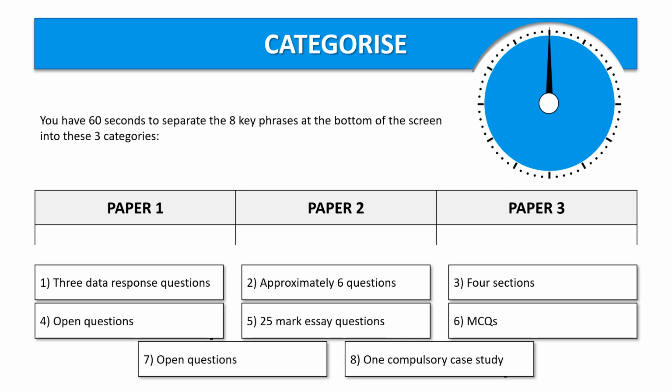Okay, let's finish off this video with a short little activity called Categorize. So you have 60 seconds to separate the 8 key phrases at the bottom of the screen into the following 3 categories: Paper 1, Paper 2 and Paper 3. So if you believe that the MCQs appear in Paper 2, you would categorize it accordingly. 60 seconds to have a go at this activity.